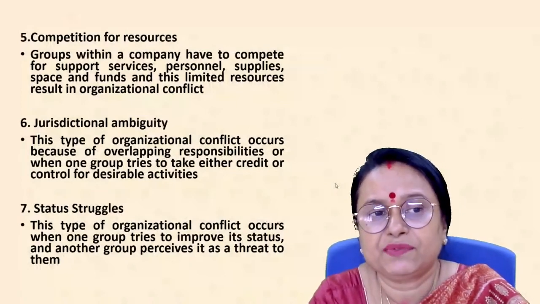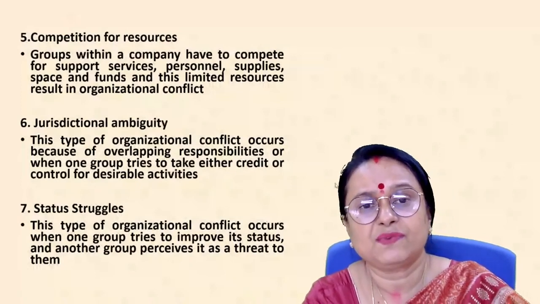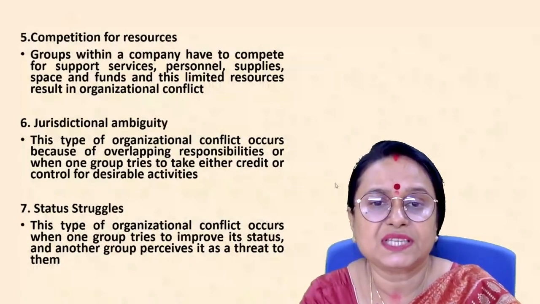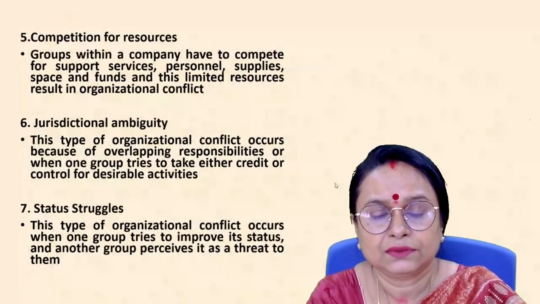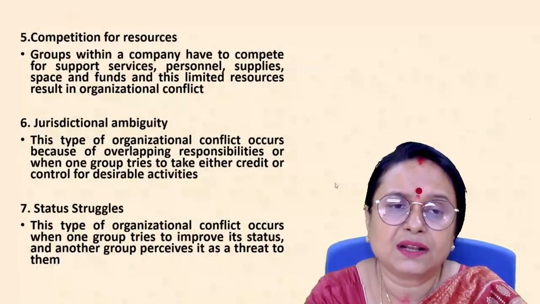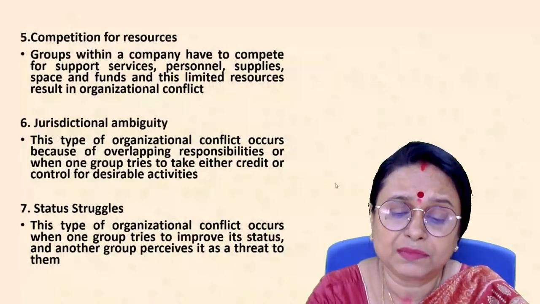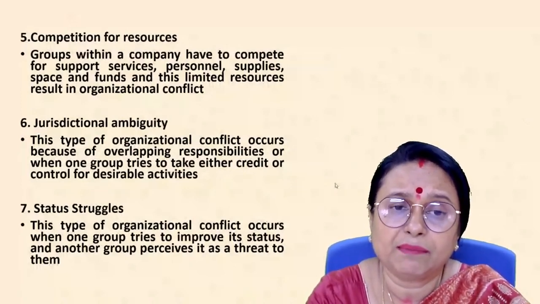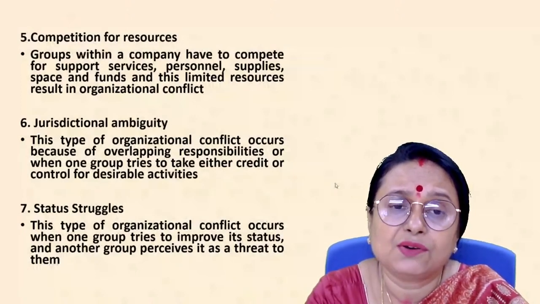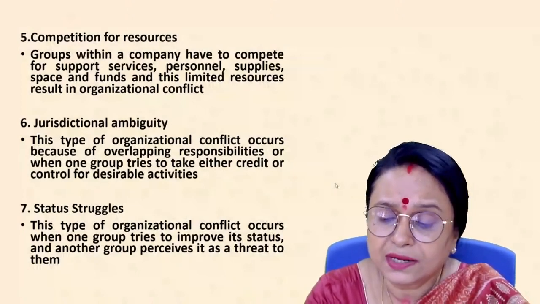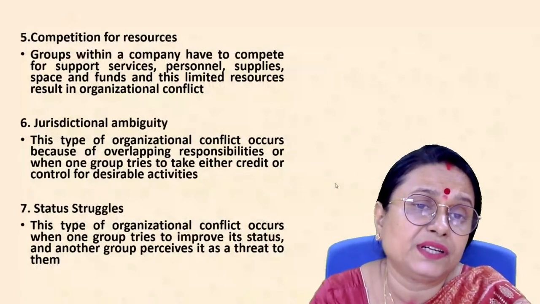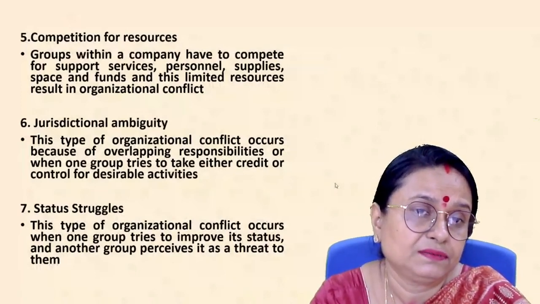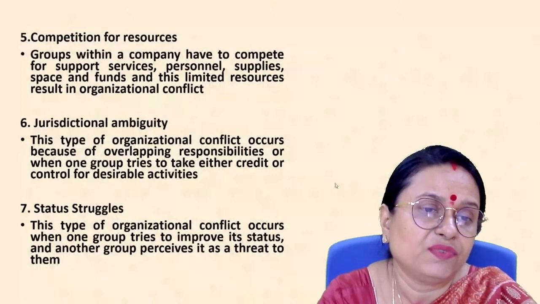Then jurisdictional ambiguity. This type of conflict occurs because of overlapping of responsibilities and accountabilities when one group tries to take either credit or control for the desired activities. So if there is a jurisdictional ambiguity, if the departments are unclear about their activities and their goals, one department has achieved the goal but the other department is trying to take the credit for their achievement, for which there would be conflict.